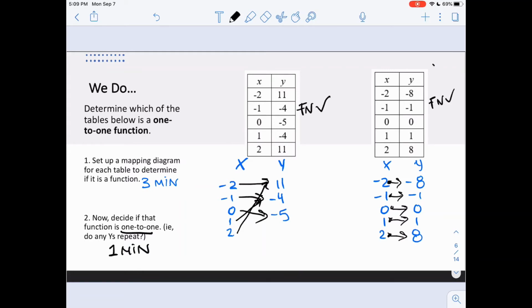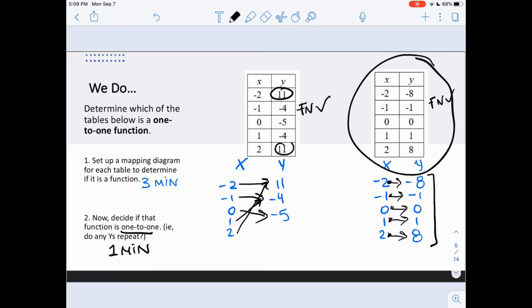You should have selected Table 2 as the only function on this screen that is 1 to 1. That is because no y's repeat. They're all unique. Over here on the left-hand side, the 11 repeats and the -4 repeats. So this one is not 1 to 1.